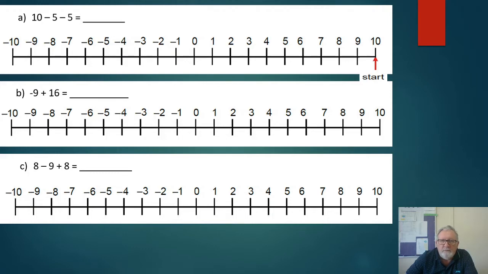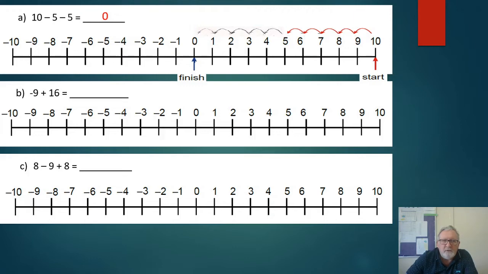There's our starting point, 10. And we have to take away 5, 1, 2, 3, 4, 5, and another 5, 1, 2, 3, 4, 5, to give us where we finish. Our finish is at 0. So 10 take 5, take 5 is 0. And that's fairly straightforward and a lot of common sense there.